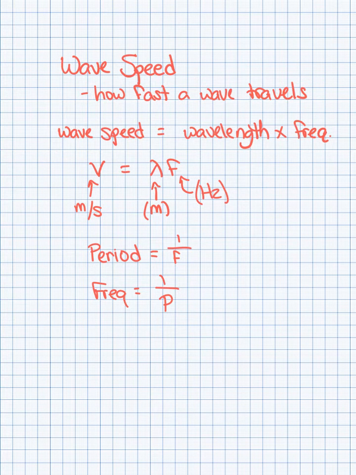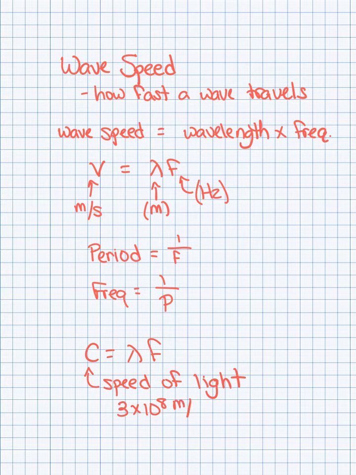You may see this equation written this way. Instead of a v, c equals lambda times frequency. C is the speed of light and works for any light wave as well as any wave on the electromagnetic spectrum. And the speed of light is 3 times 10 to the 8th meters per second.